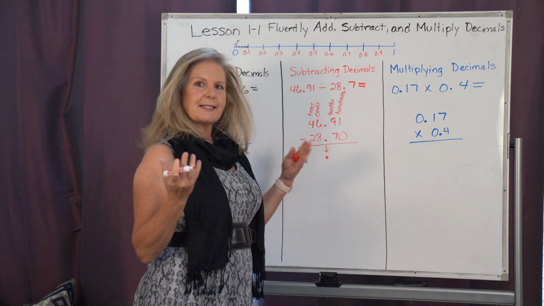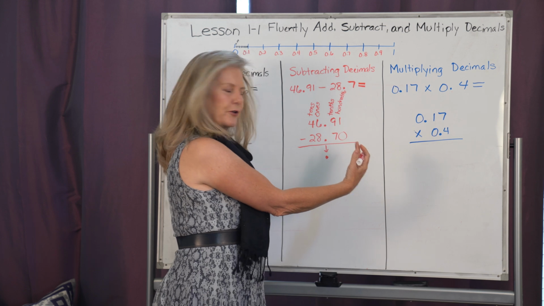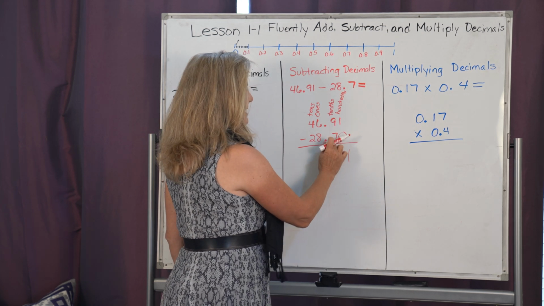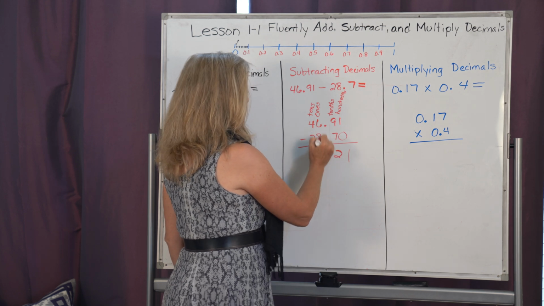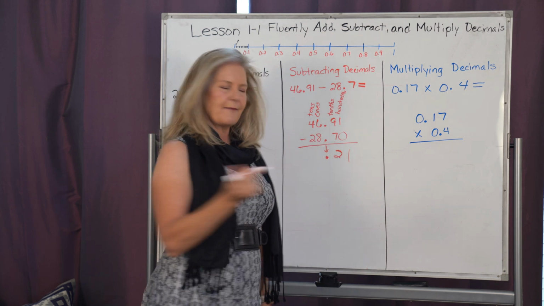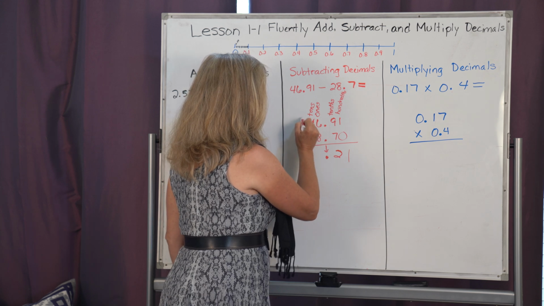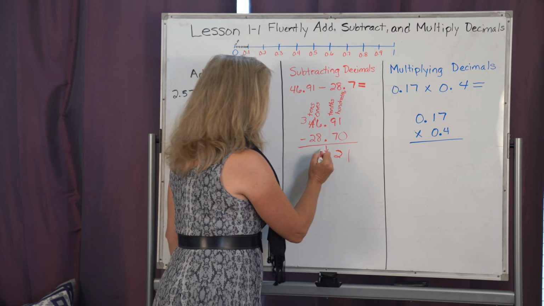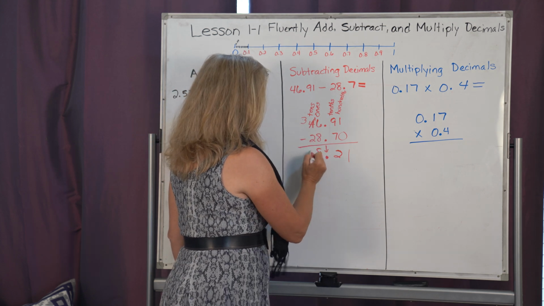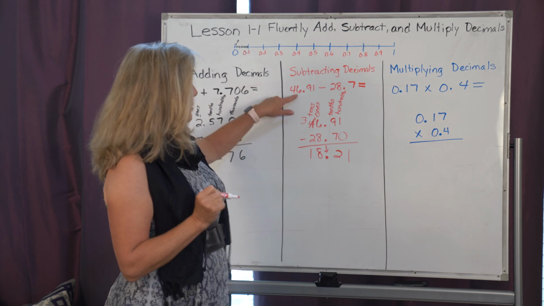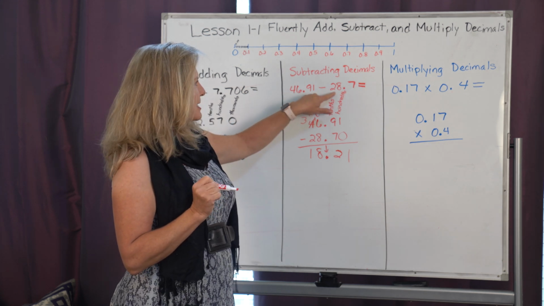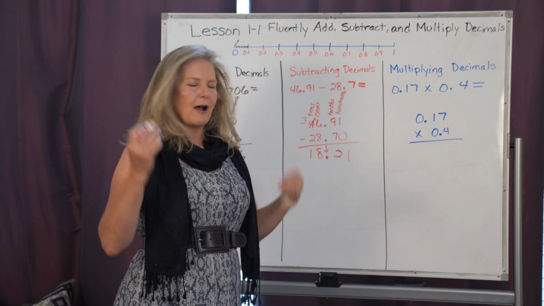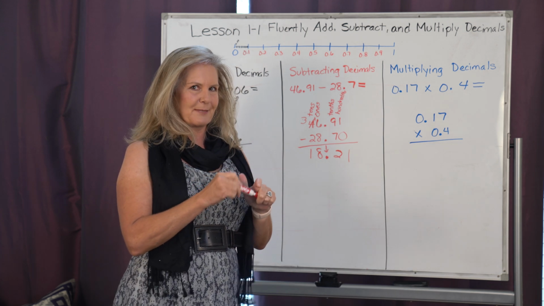Now I can just subtract. And again, you're going to start on the furthest right side. 1 minus 0 is 1. 9 minus 7 is 2. 6 minus 8, uh-oh, I don't have enough. So I'm going to come over here and borrow and bring that over. So that's now 16 minus 8 is 8. 3 minus 2 is 1. So 46 and 91 hundredths minus 28 and 7 tenths is 18 and 21 hundredths. All I had to remember is line up that decimal point.